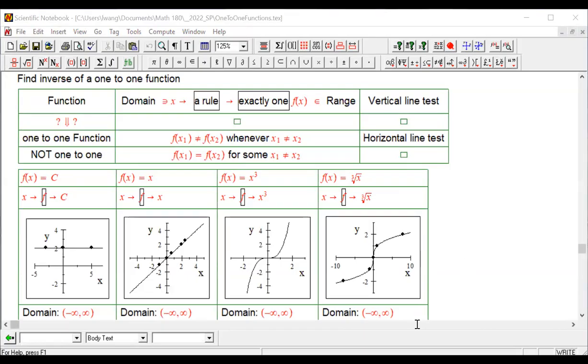All right, in this lesson, we're going to talk about how to find the inverse for a one-to-one function. So if we are given a function, we determine it is a function, it passes the vertical line test, and we go ahead to find if it is a one-to-one function. If it is a one-to-one function, then there's an inverse. There's a unique inverse.